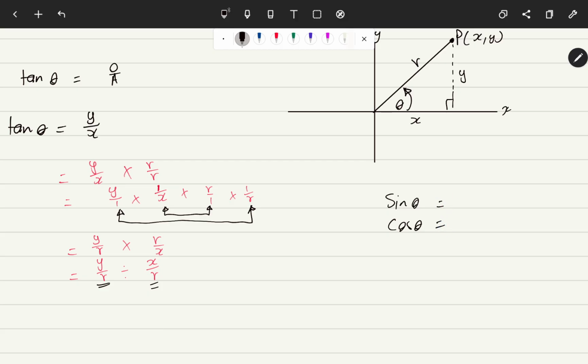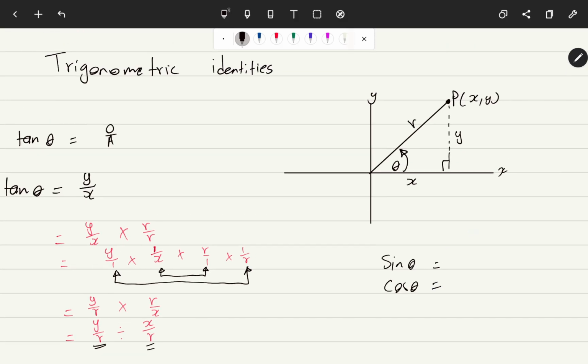Right, so sine theta. Remember, sine is opposite over adjacent. Oh no, not opposite over adjacent, that is tangent. Okay, let's go back. Sine theta is opposite over hypotenuse, so that is y over r.